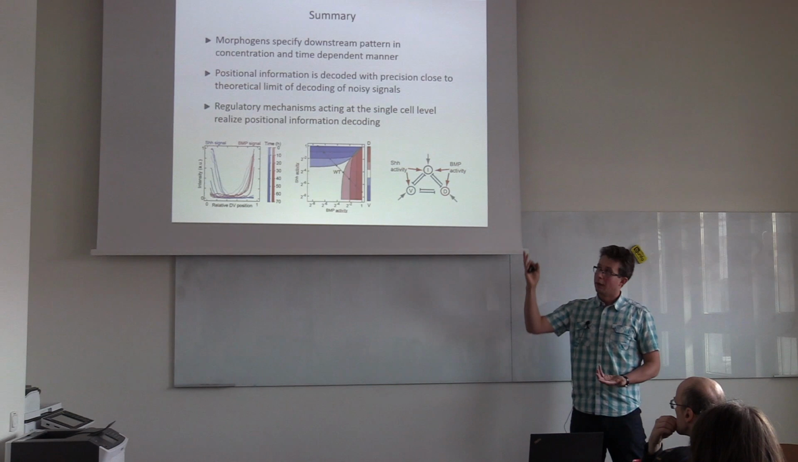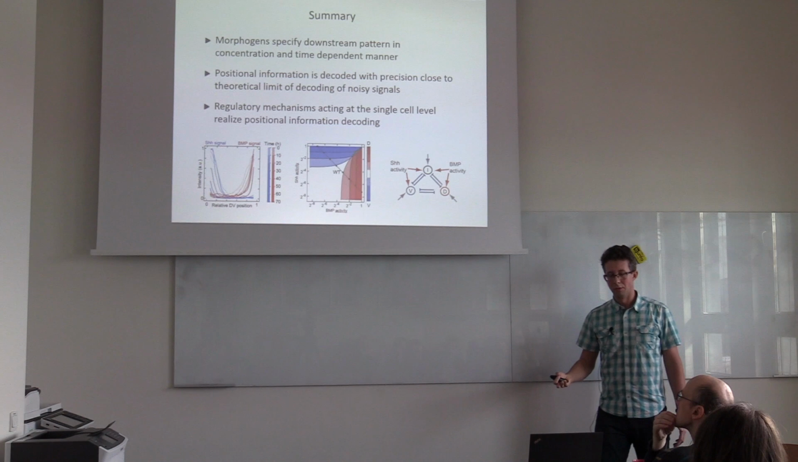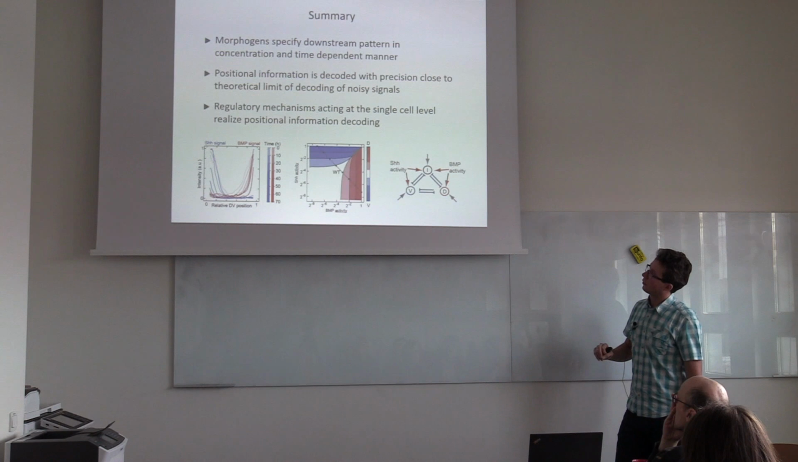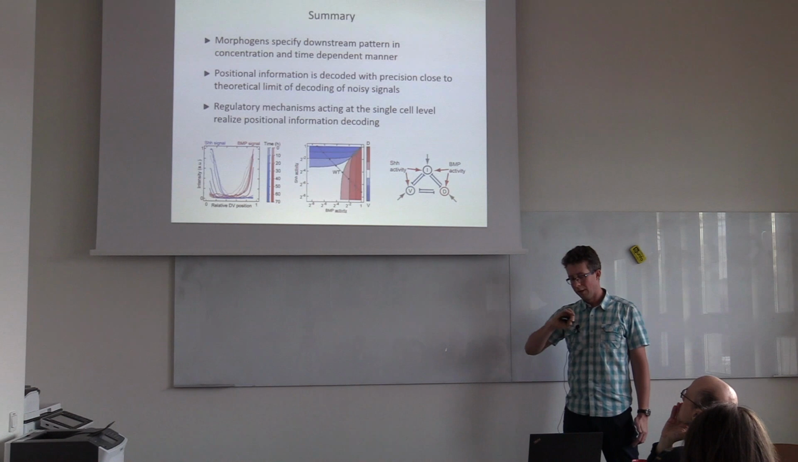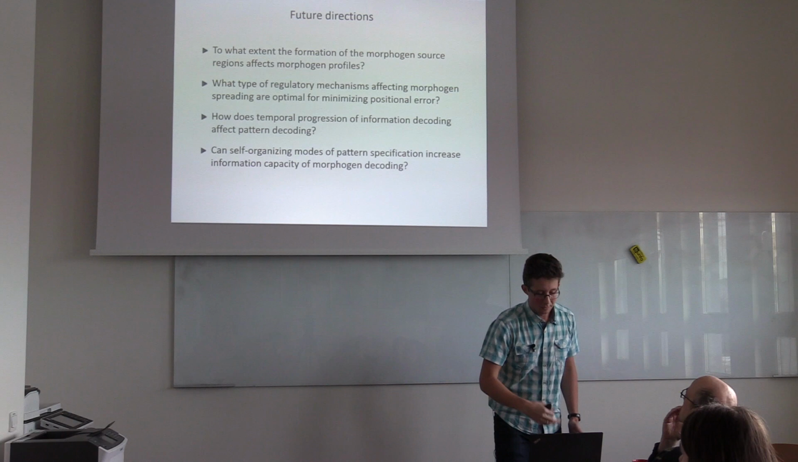The next point is that the positional information that is decoded from the signals seems to correspond to what was in the signal, which is another indication of this optimal decoding strategy. And also with the plot of this position error, we saw that initially this imprecision is specified with a very precise level throughout the tissue. And now, what are the questions that we can ask to understand it better?